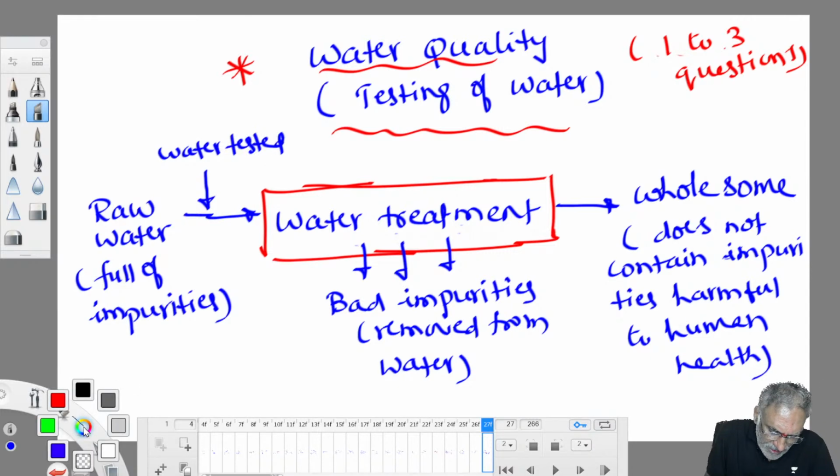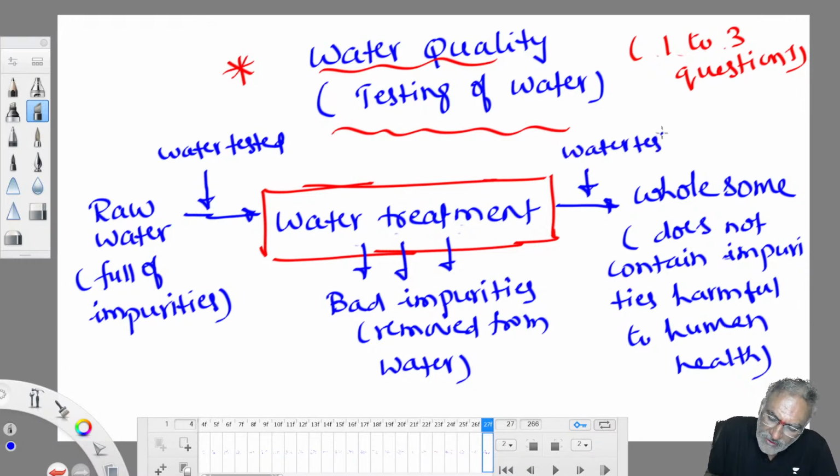Then after treatment also we test water. Once again water is tested. Here, wholesome water, whether it attained complete wholesomeness or not, that's what we try to find out, right? After treatment also. Okay, understood now? So before treatment we need to test water, and after treatment also we need to test water.